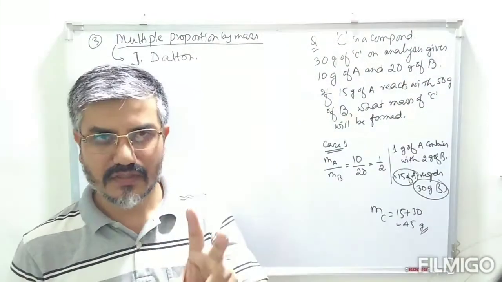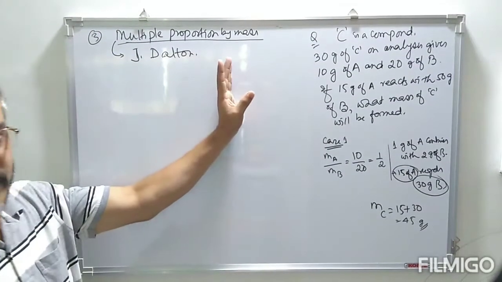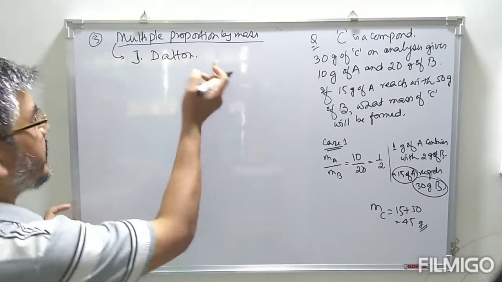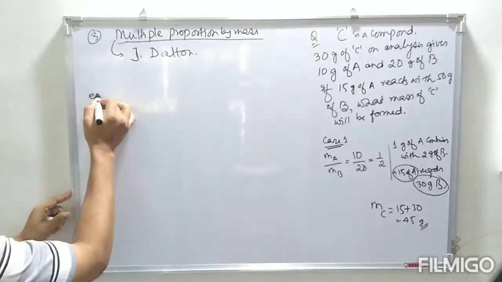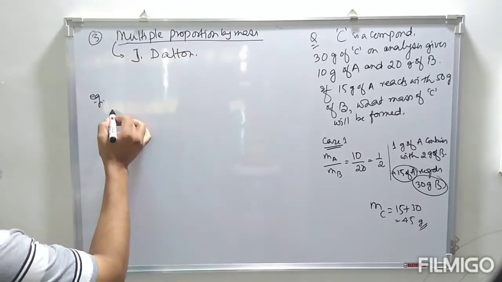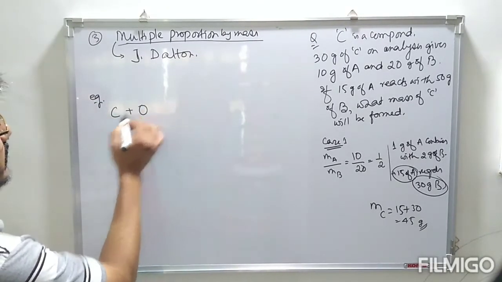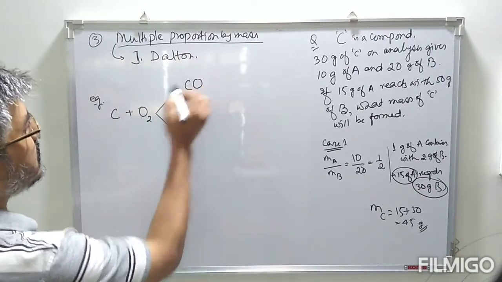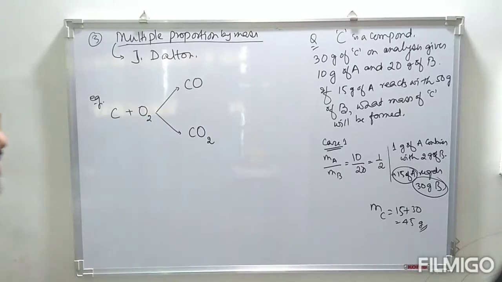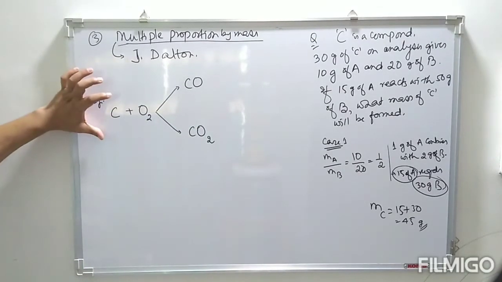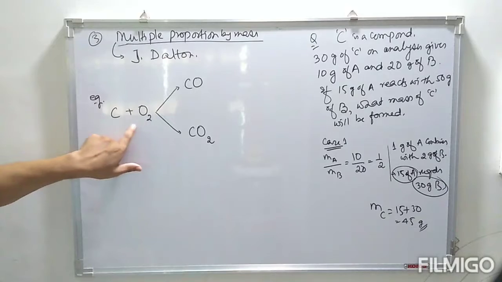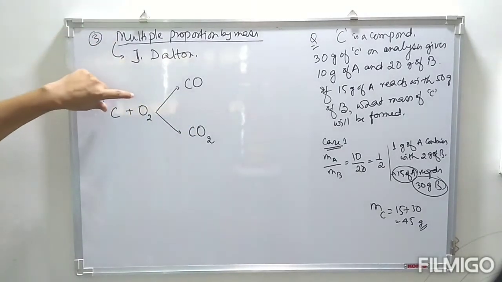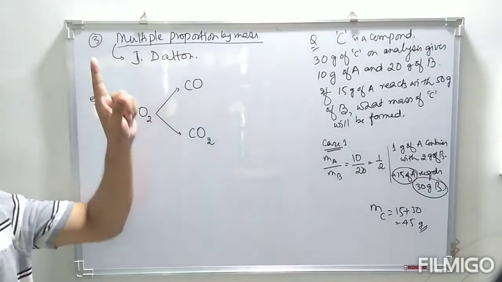So we'll take the mass ratio of the combining atoms, keeping the mass of one of the components fixed. Let me just explain by taking an example first. We have looked at carbon combining with oxygen gas, and this gives you carbon monoxide and carbon dioxide. The combining element is the same, carbon, but this is giving you more than one product. So this law is applicable only when the same combining atom is giving you more than one product.